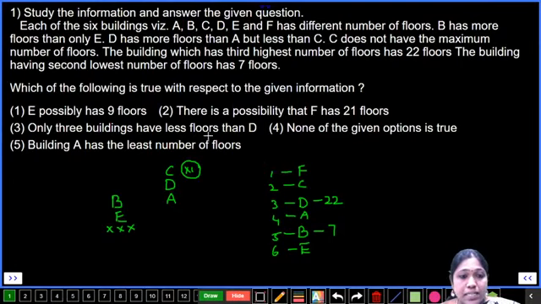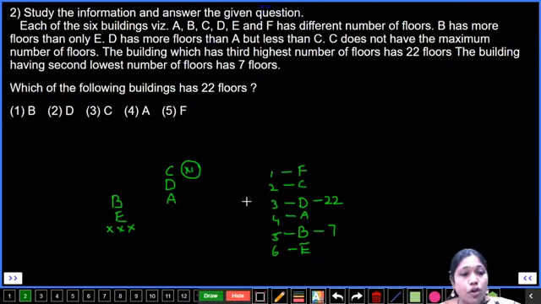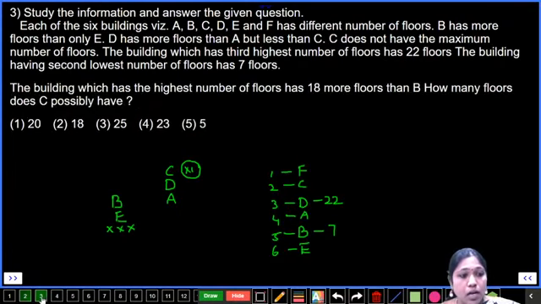Only 3 buildings have fewer floors than D. Yes, there are only 3 buildings below D. Option number 3. Which of the following buildings has 22 floors? That is D, option number 2. The building which has the highest number of floors has 18 more floors than B. So 18 plus 7 gives the highest value, F, which is 25. Then what are the possible floors of C? C can have 23 to 24 floors. As we have the options, the fourth option is sufficient.